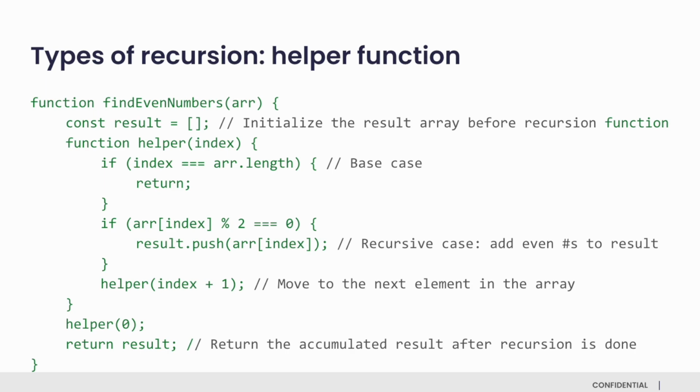using recursion. To do this, we're using a helper function, which allows us to manage the state of the result array throughout the recursive process. And here's how this approach works. So first, we're going to start by initializing an empty result array before the recursion begins. This ensures that the result array exists outside of the recursive function and isn't recreated with every call.